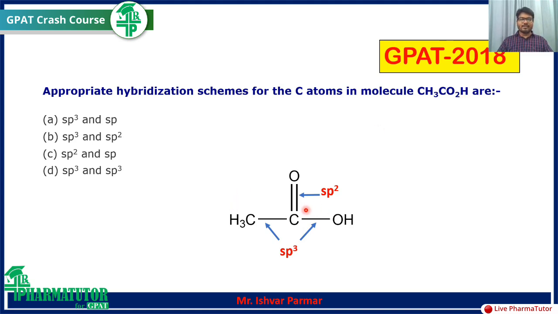So in this acetic acid, you can see here is a carbon double bond O, and it has sp2 hybridization, and the other bonds are single bonds, which have sp3 hybridization. So the correct answer is B, sp3 and sp2.